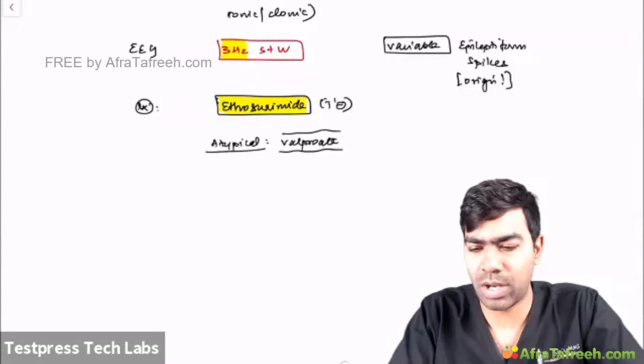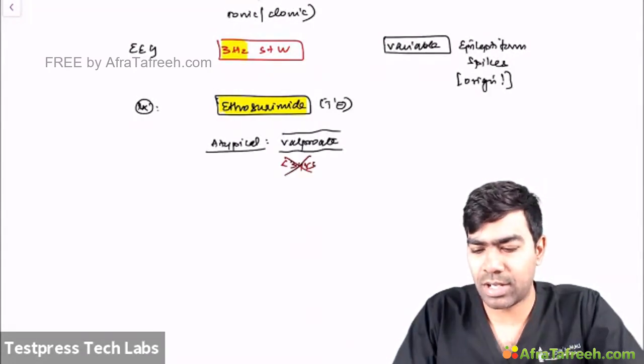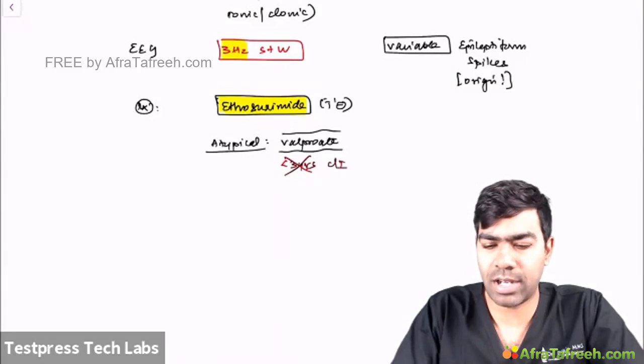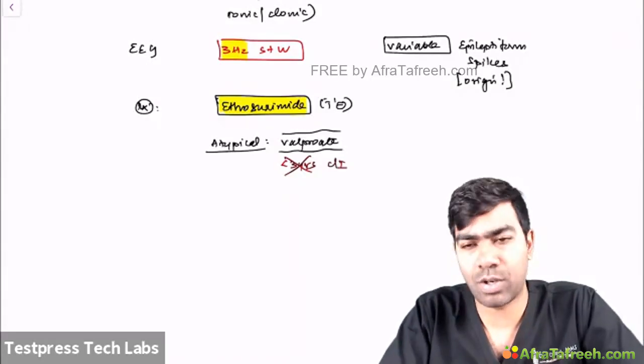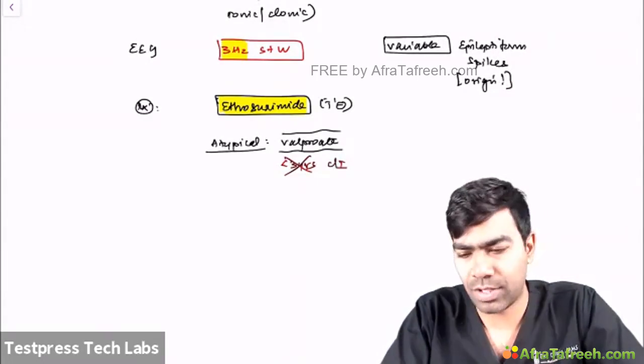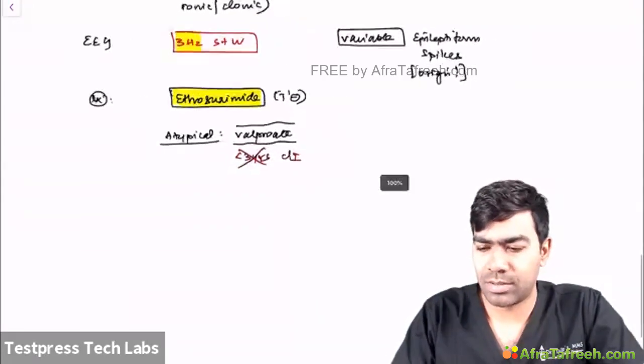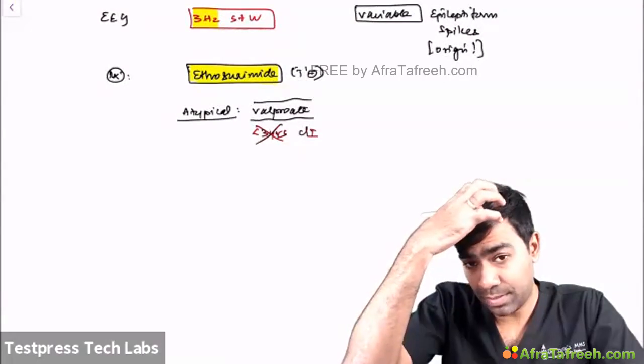But remember, one important point to note is valproate is something which should be avoided in children less than 3 years. It's absolutely contraindicated because of fatal hepatotoxicity that can happen in this age group. So please avoid valproate in children less than 3 years of age. Don't give. Valproate is contraindicated there. So most of the cases will be children.